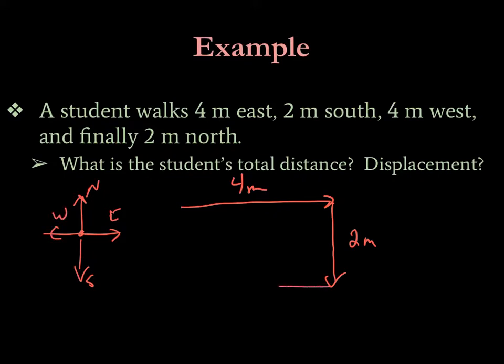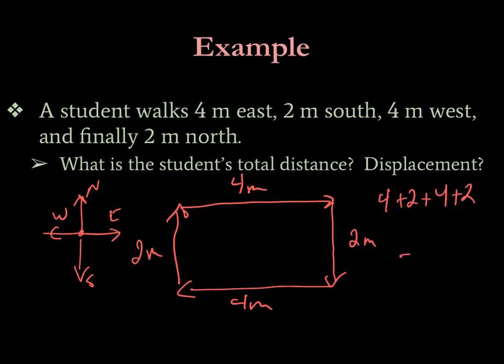Then the student walks 4 meters west and 2 meters north. Now, if we look at the total distance that this student traveled, it would be 4 plus 2 plus 4 plus 2, which is 12 meters. So that's our distance. But you notice that they end up right back where they started.